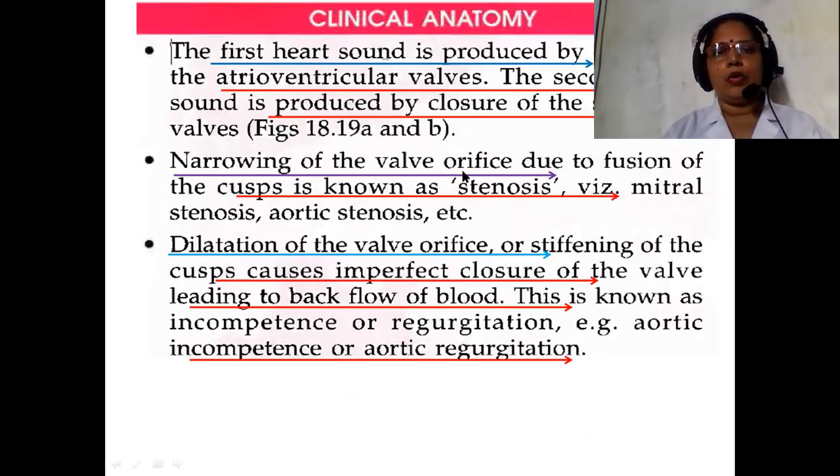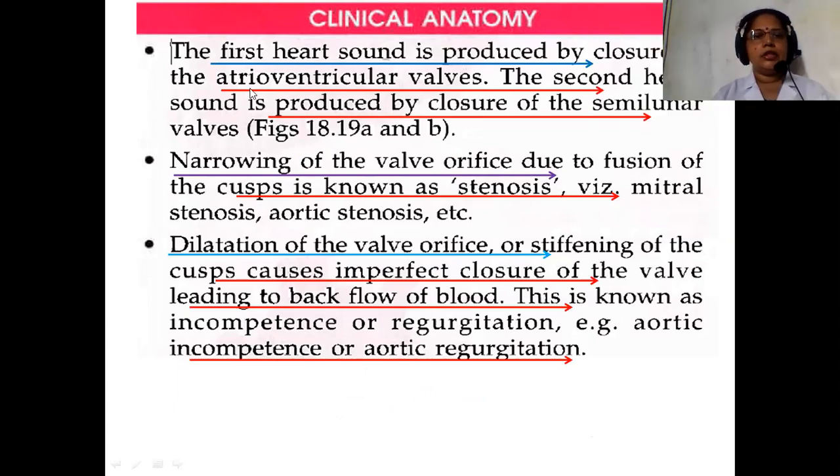Next, what is the clinical importance here? The first very important part: the first heart sound is produced by closure of the atrioventricular valves, and the second heart sound is produced by closure of the semilunar valves. This is a normal phenomenon. Once again, when we use a stethoscope on patients for chest examination, the first heart sound is produced by closure of the atrioventricular valves, and the second heart sound by the semilunar valves.